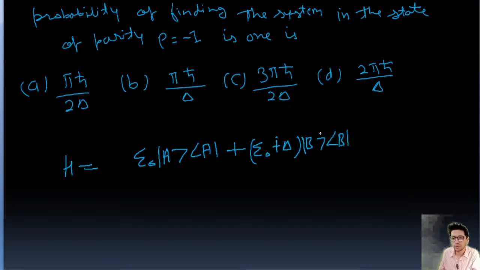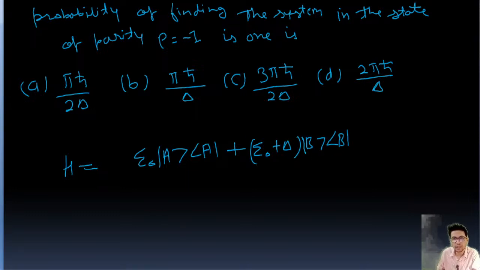Okay, so this is what is given. Sorry, my apology, it's the Hamiltonian that is given. This is the Hamiltonian which is given, because this is epsilon 0 ket A bra A plus epsilon 0 plus delta ket B bra B, right?